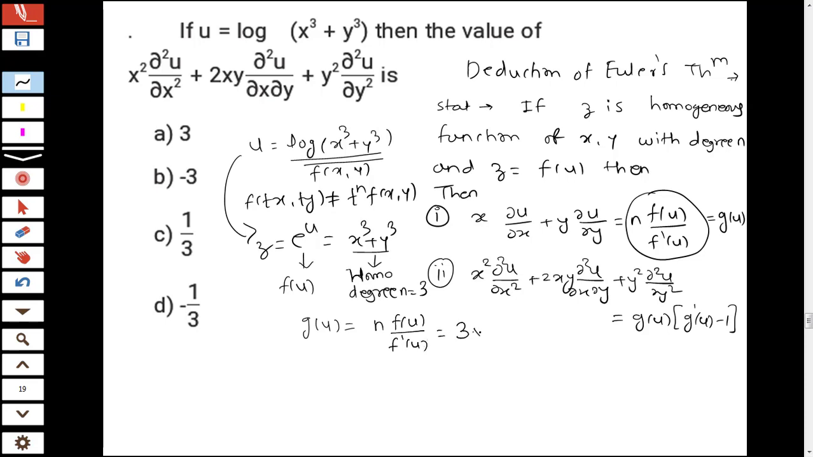n is 3, f of u is e raised to u, and f dash of u, the derivative of e raised to u, is e raised to u, so it is 3. So we got g of u as 3, and if you put that g of u here, we will have 3 into derivative of 3, that is 0, minus 1, means it is finally minus 3. So the correct answer for this is option B. This is not Euler's theorem, this is the second Euler's theorem, reduction of Euler's theorem.